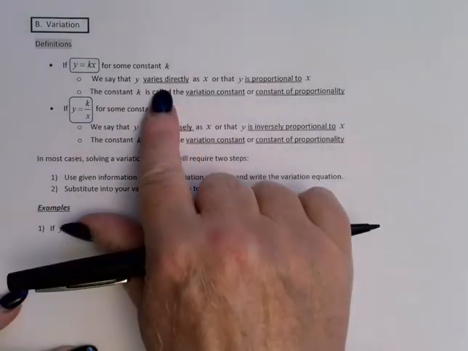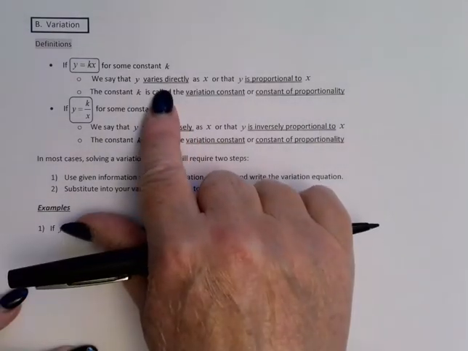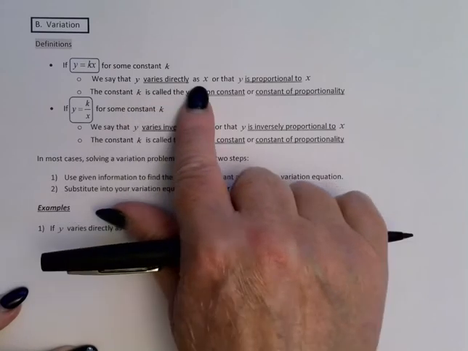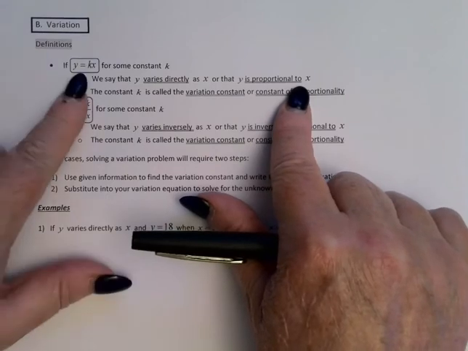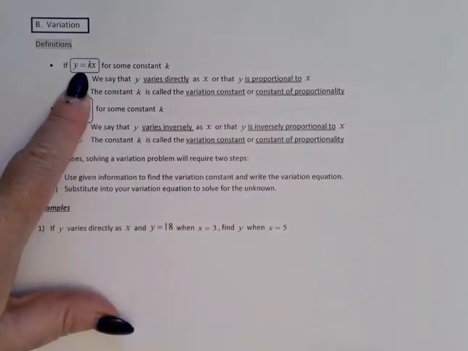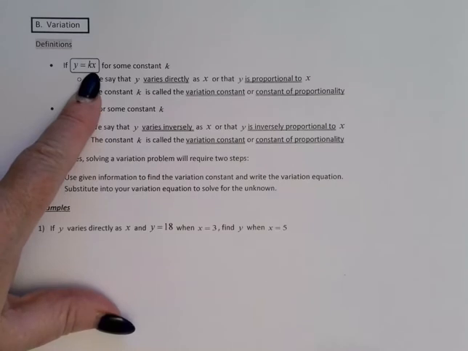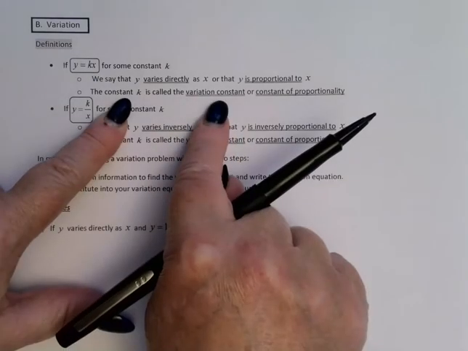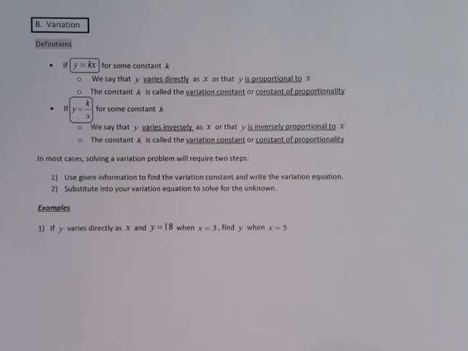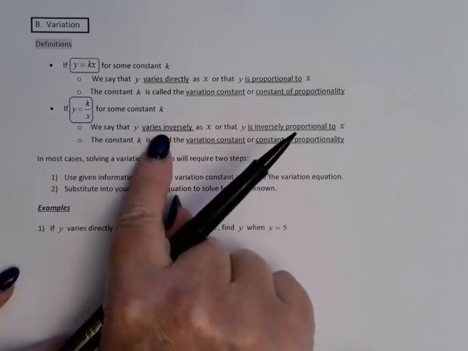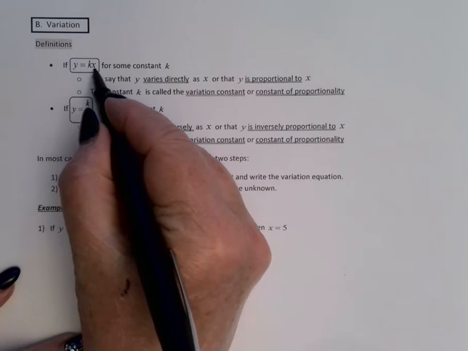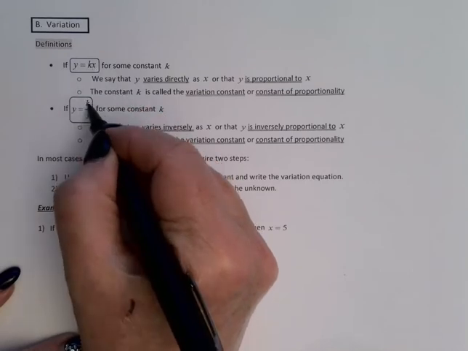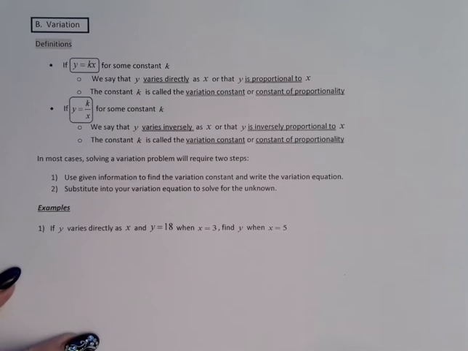If you have a problem where something varies directly as something else, like y varies directly as x, or perhaps it might say y is proportional to x, the equation that governs that is y equals some constant k times x. K is usually called the variation or proportionality constant. If we say that y varies inversely as x, or is inversely proportional to x, then instead of y being k times x, we have y as k divided by x.